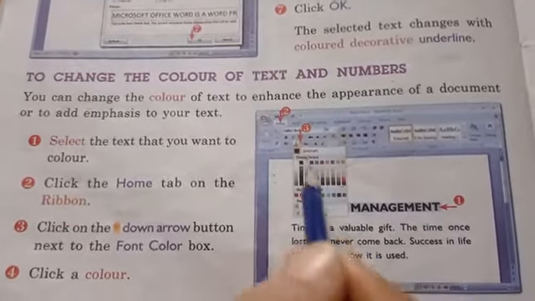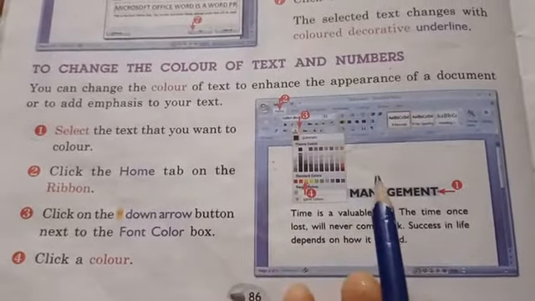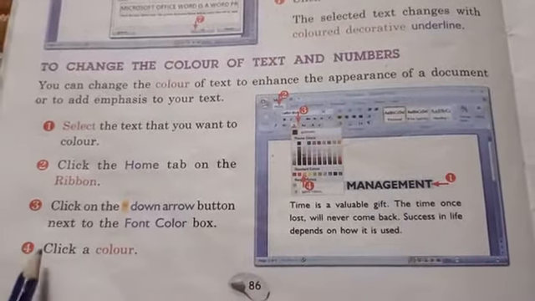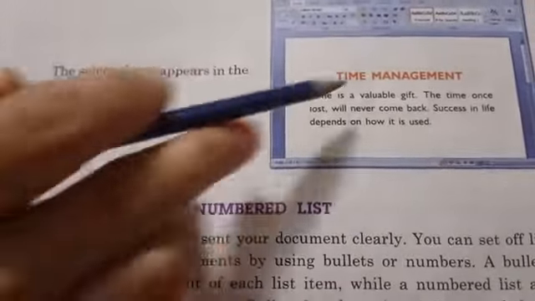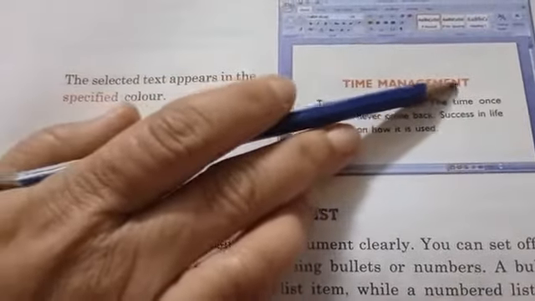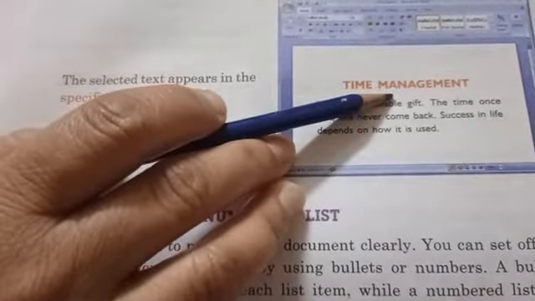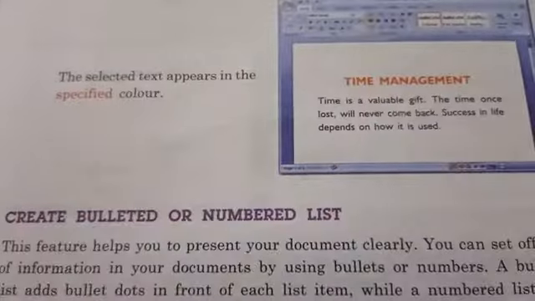Then click a color, any color that you want. The selected text appears in the specified color. The Time Management is looking in red color.